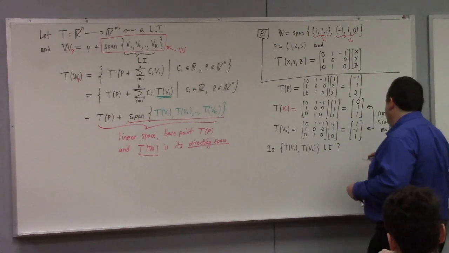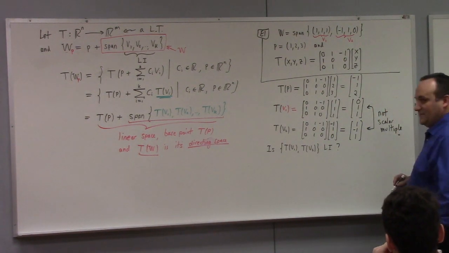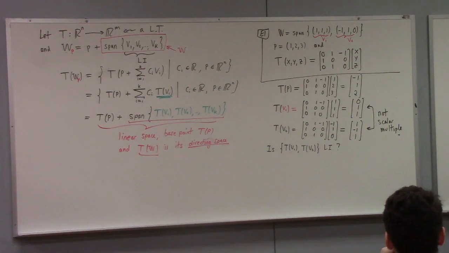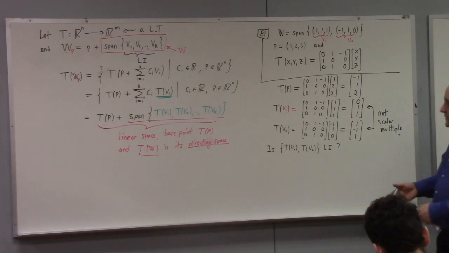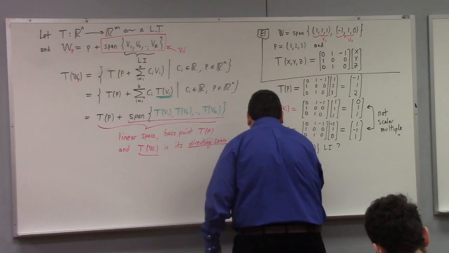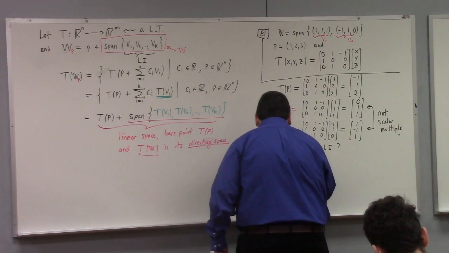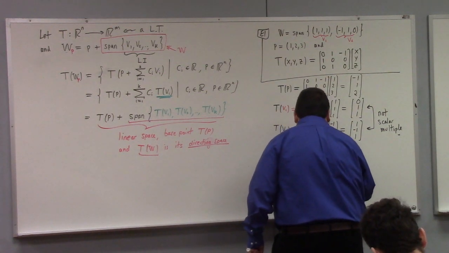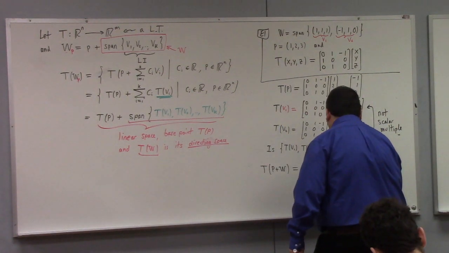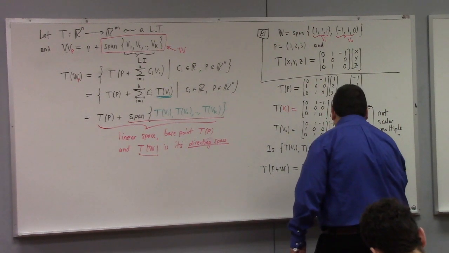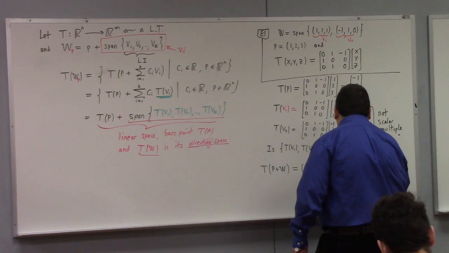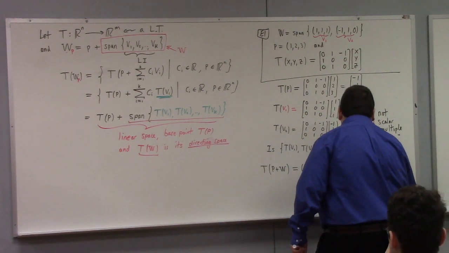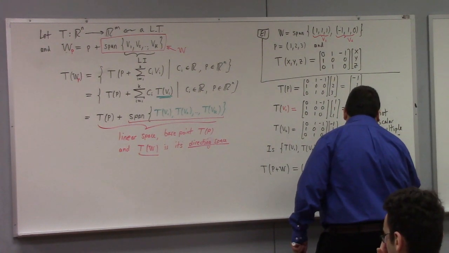Can we agree? Do I need to prove that? Can we just agree that that's obvious? I hope. Yeah. So not scalar multiples, therefore linearly independent. Therefore, my T of P plus W here is literally equal to (-1, 1, 2) plus the span of T of V1 and T of V2: (0, 1, 1) and (1, -1, 1).